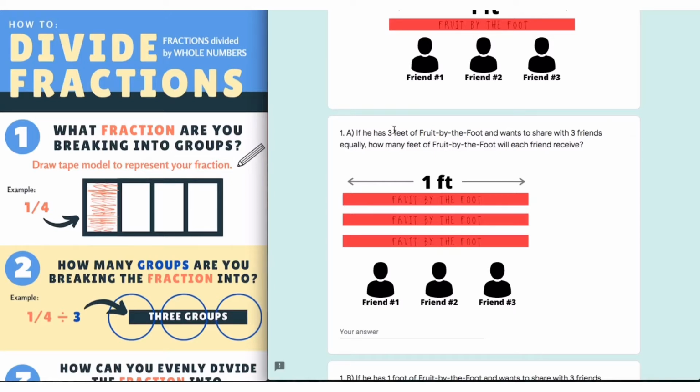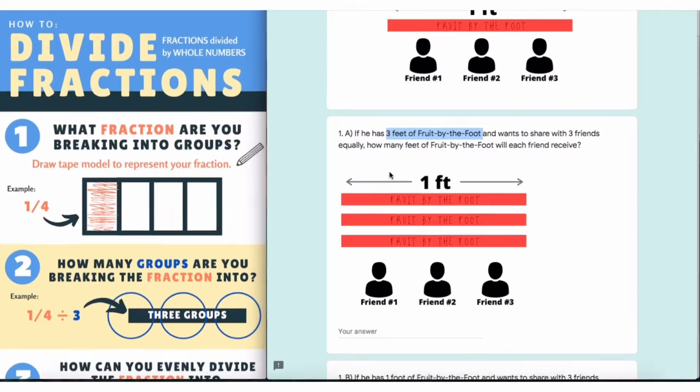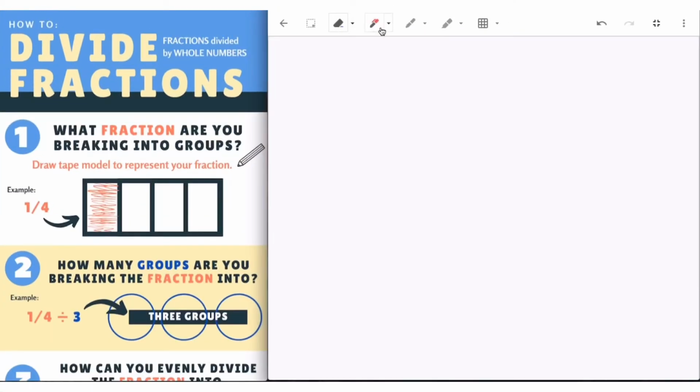For 1A, the first thing I'm going to do is look at my anchor chart. It says, what fraction are you breaking into groups? Draw a tape model to represent your fraction. Well, for the first one, we're not at fractions yet, so we're just thinking, what number are we breaking into groups? In this case, we're asking how much of each fruit by the foot does each friend get? So we have 3 feet of fruit by the foot that we're breaking into groups. I'm going to go back and draw that for myself.